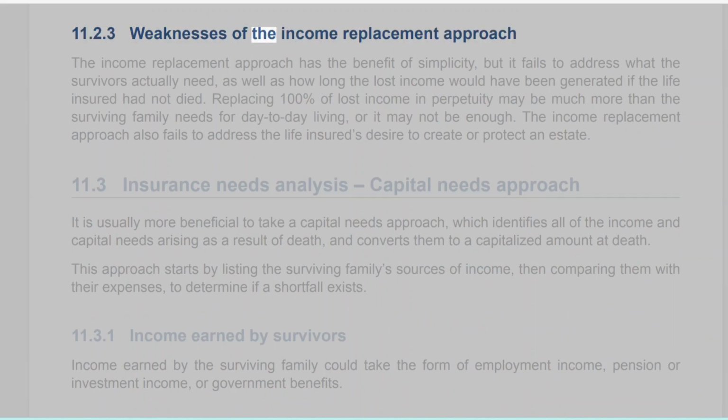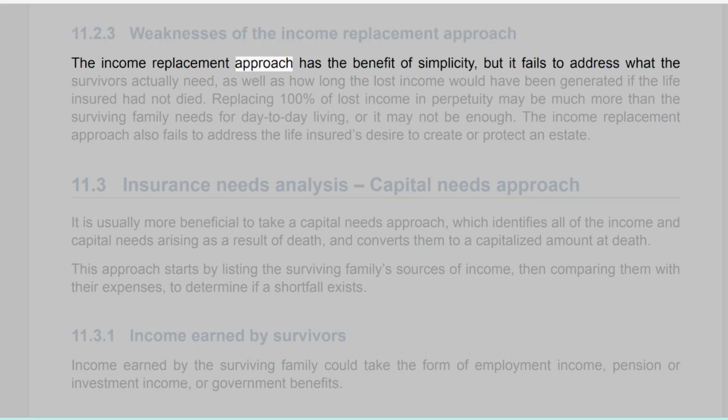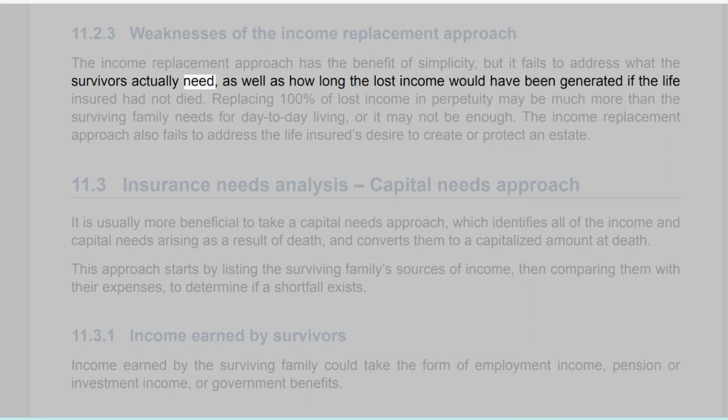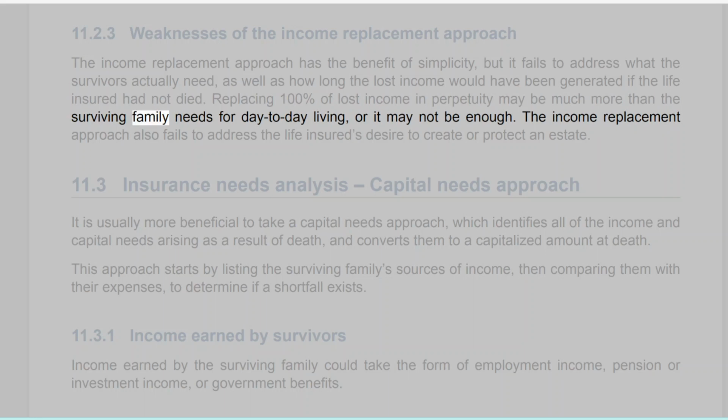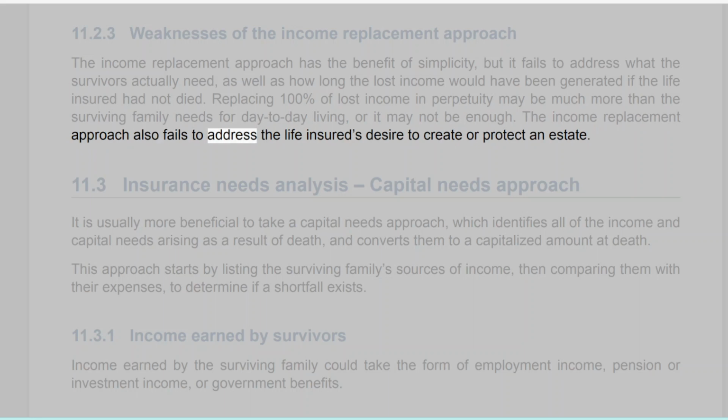11.2.3 Weaknesses of the income replacement approach. The income replacement approach has the benefit of simplicity, but it fails to address what the survivors actually need, as well as how long the lost income would have been generated if the life insured had not died. Replacing 100% of lost income in perpetuity may be much more than the surviving family needs for day-to-day living, or it may not be enough. The income replacement approach also fails to address the life insured's desire to create or protect an estate.